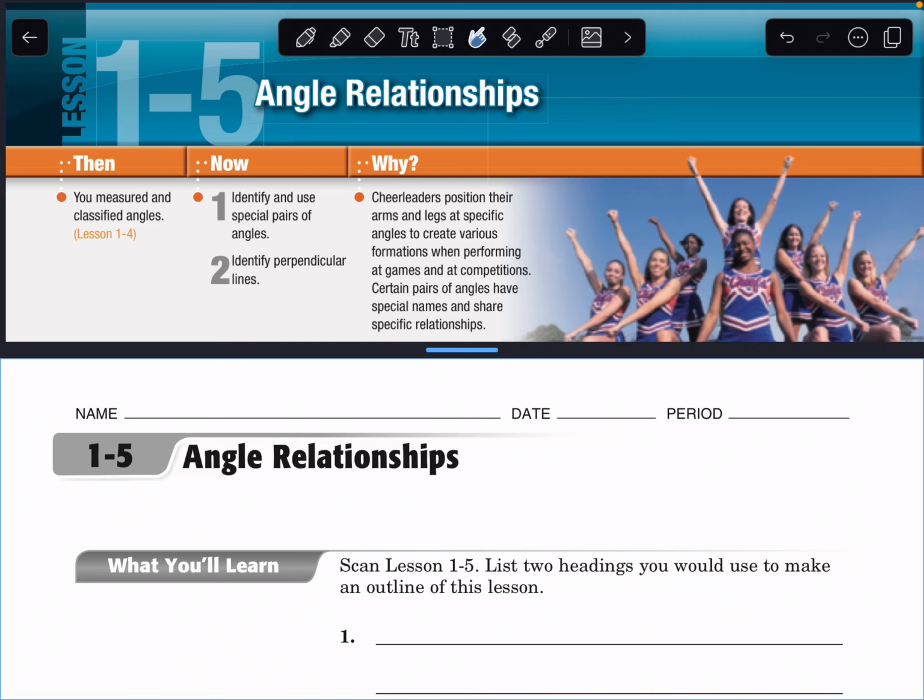Hello and welcome back to Geometry. Today we will cover section 1.5, Angle Relationships, and complete the guided notes.